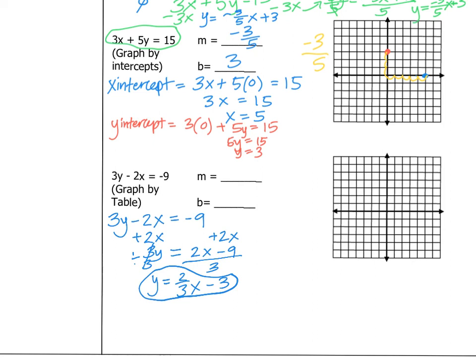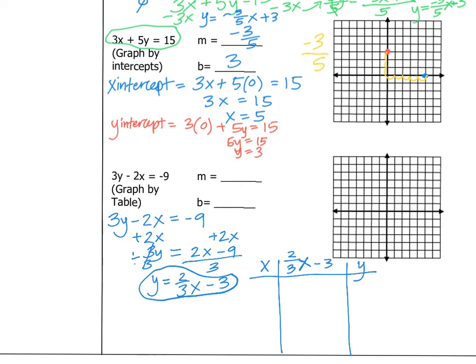Okay, so the first thing that I want you to do is draw a function table, so it kind of looks like a big H. And then on the left column we're going to have our x's, and we're going to have our y's, and we want to have our rule in the middle. So 2/3 x minus 3.